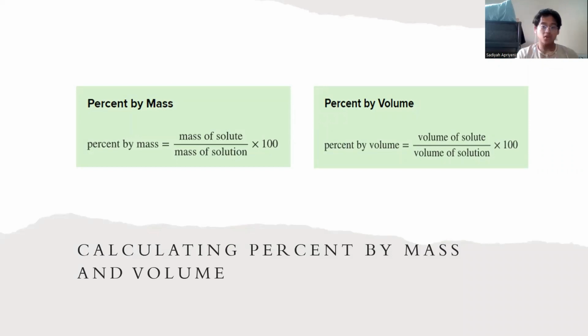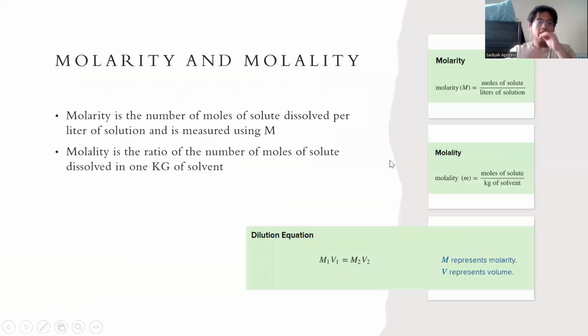Now, how to get percent by volume is literally the same thing, but instead of mass, we use the volume. So mass of the solute divided by the volume of the solution. These are two completely different units because one is in kg and one is in liters. All right, pretty simple. Let's move on to molarity and molality. These two, again, are very simple.